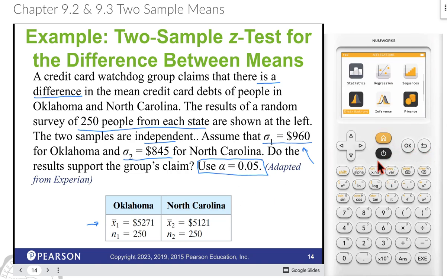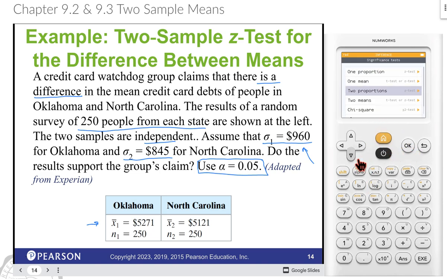So let's go back to inference. We're going to do a hypothesis test, and we're using two means. We'll do either a t-test or a z-test. The one we want to do here is z. We do the z-test whenever we know the population standard deviation.